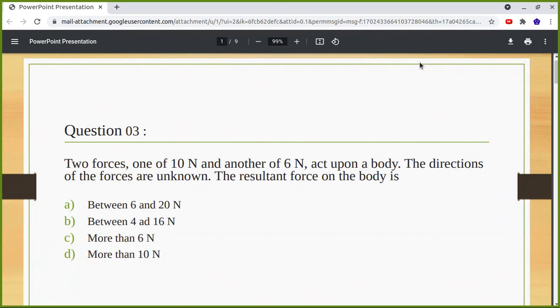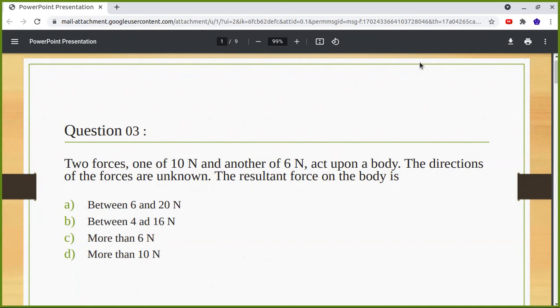Let's read the question. Just try it on your own and watch the rest of the video, so it would be very useful for you also. Two forces, one of 10 Newton and another of 6 Newton. So they are mentioning that they have two forces, 10 Newton and 6 Newton, acting upon a body. The directions of the forces are unknown. The resultant force on the body is.